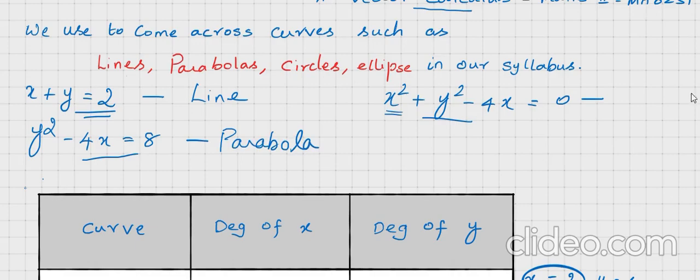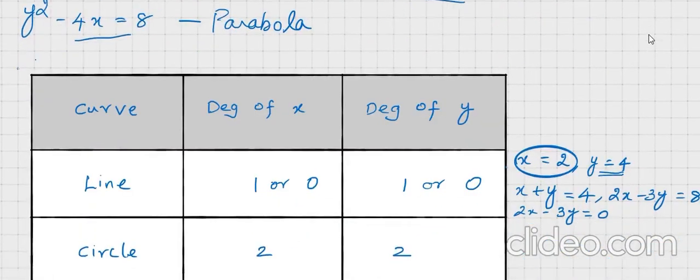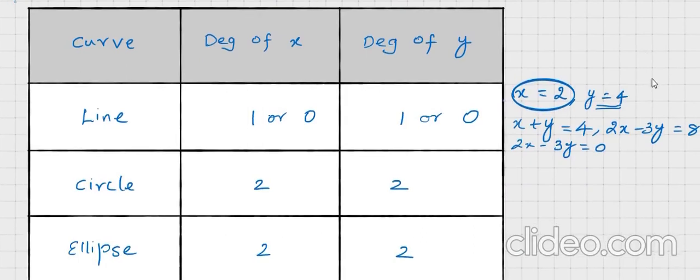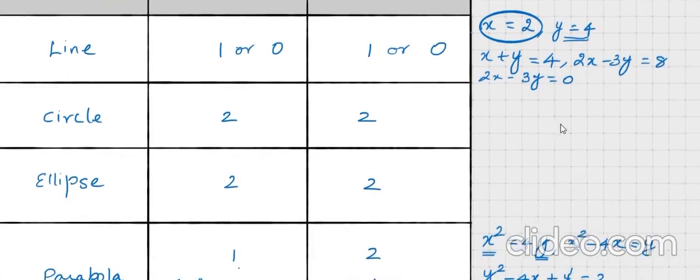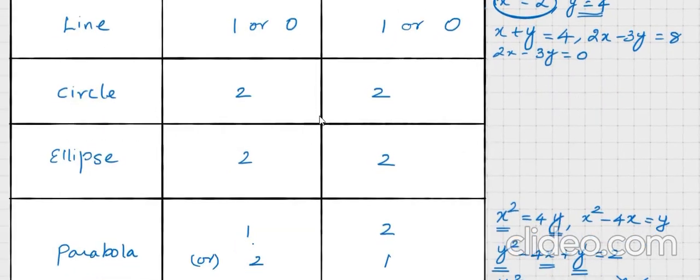Okay. Then for circle and ellipse, in degree concerned, both things will coincide. Both the degrees should be equal to 2. The minor change for a circle: the coefficient of x square must be equal to the coefficient of y square.